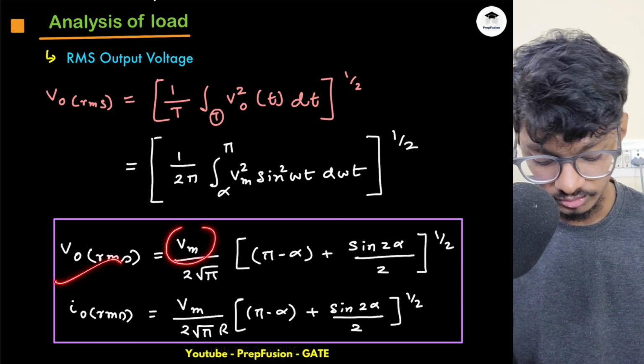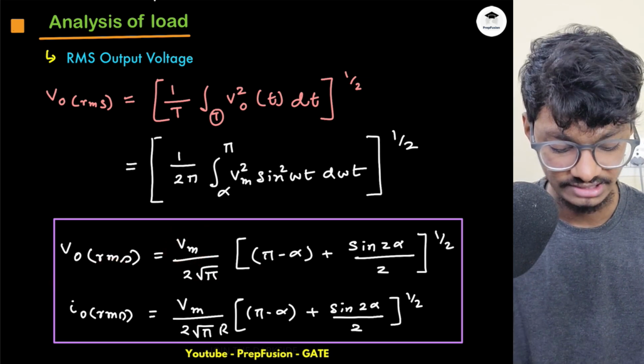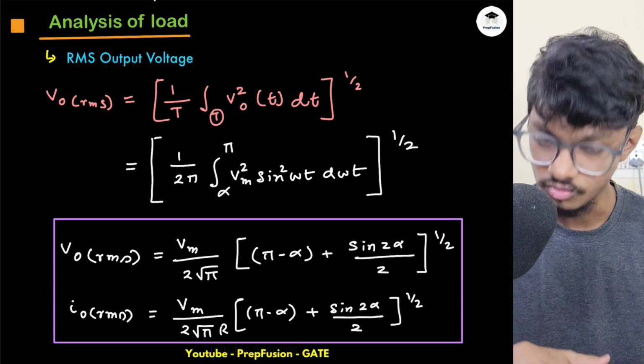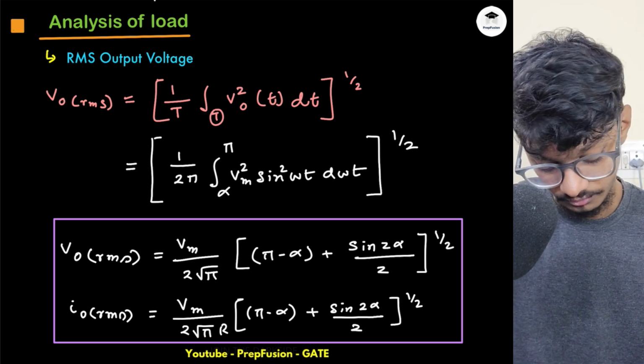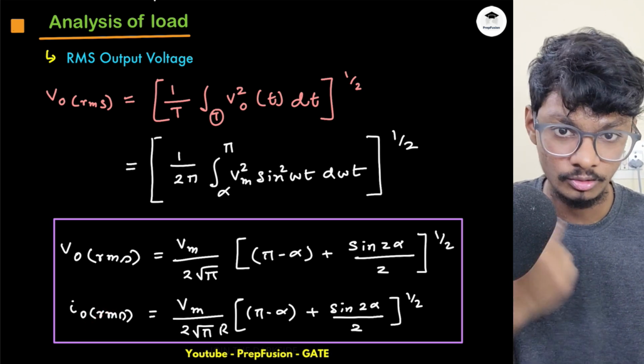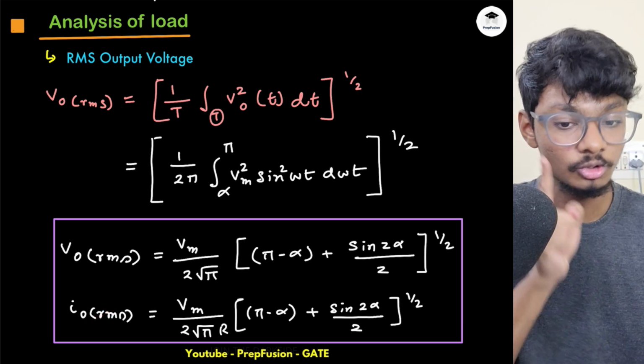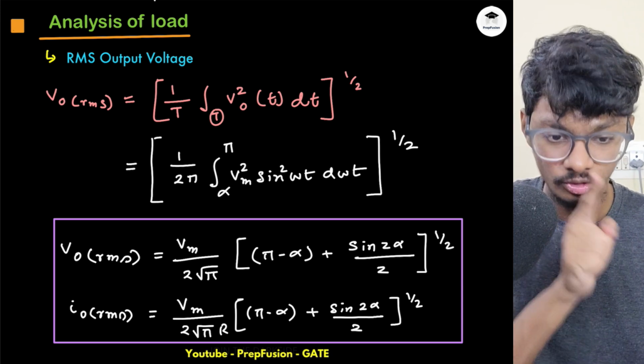Okay, so VORMS will be simply Vm by root 2, times the square root of (pi minus alpha plus sine 2 alpha by 2) over pi. And if you want to find IORMS, this will be equal to VORMS by R, but this will not always be the case. I will explain when this will not be the case as well.